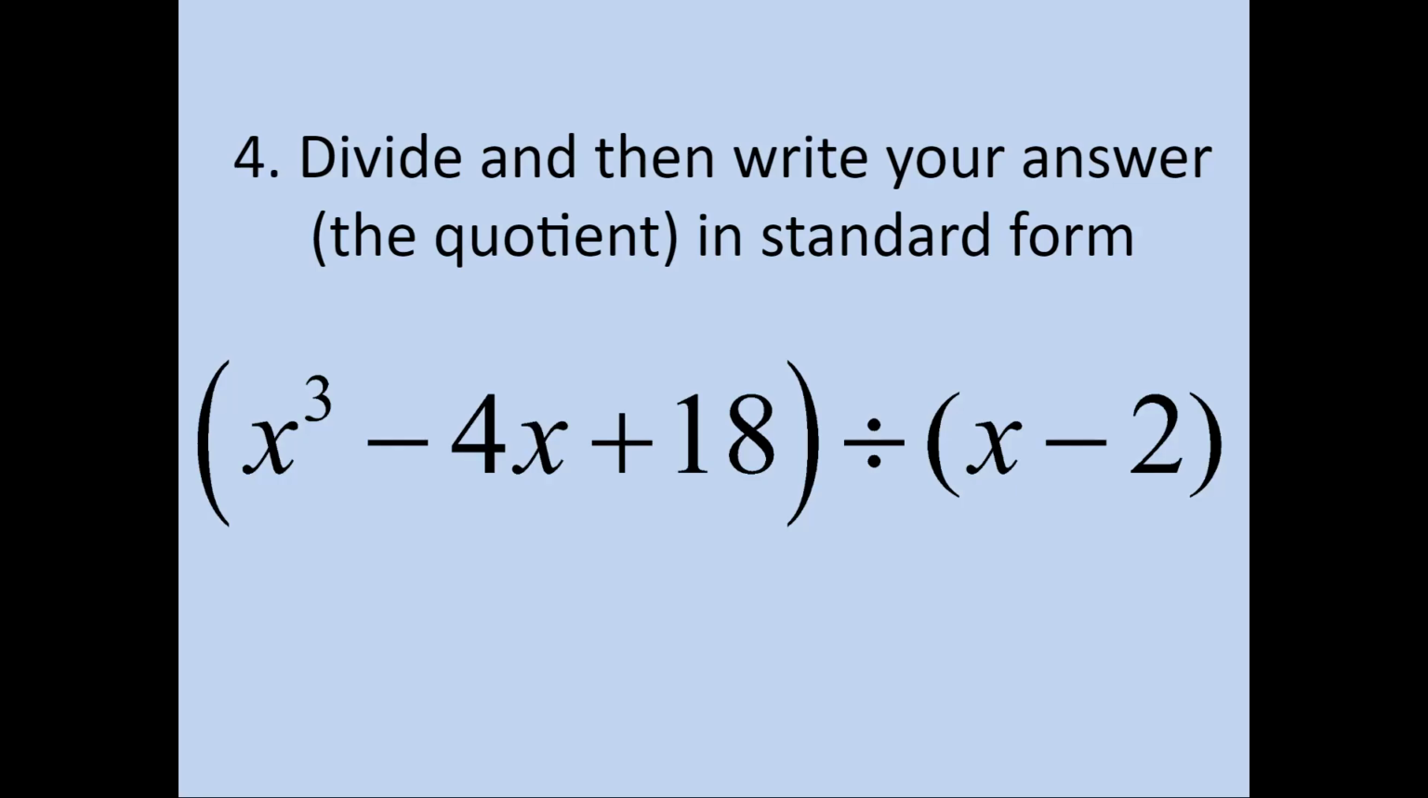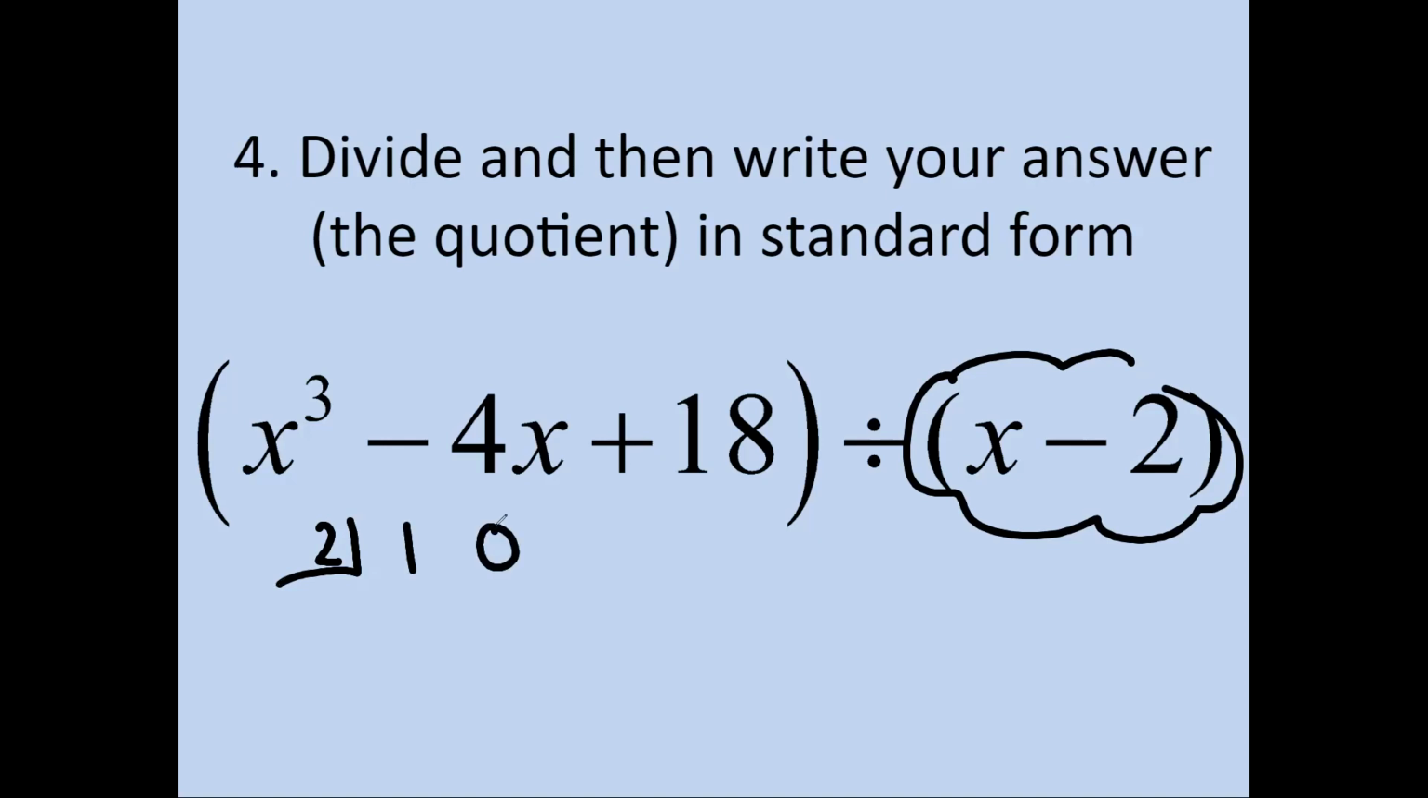So on this one, what we're going to do is we're going to divide. I'm going to use synthetic division. I'm going to put a 2 in my box here. I'm going to have a 1, and be careful. You need a 0 because you don't have an x squared. Then negative 4, 18. Bring down my 1.